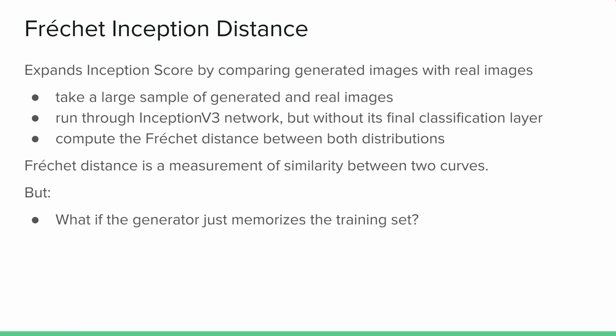It expands on the inception score by comparing the generated images with actual real images from our distribution. So you take a large number of samples, generated and real, and you run them through the inception network, but without the final classification layer. We stop one layer before, where we have our 2048-dimensional activations, and then we compute the Fréchet distance between these two distributions.